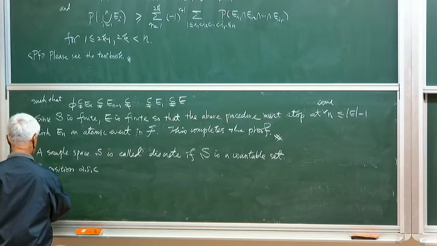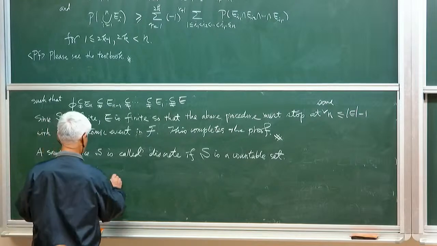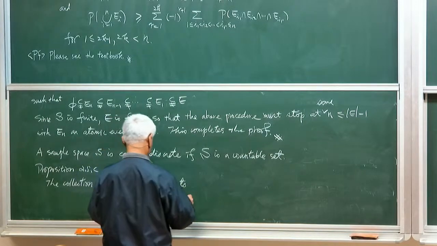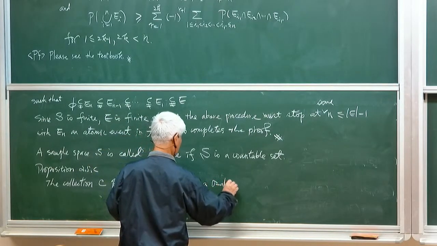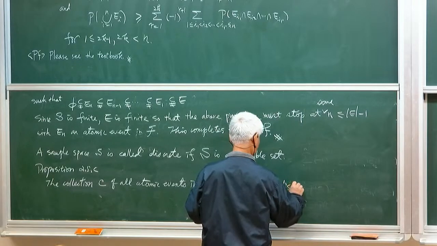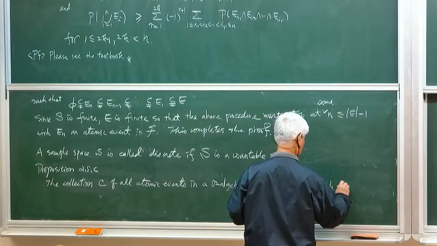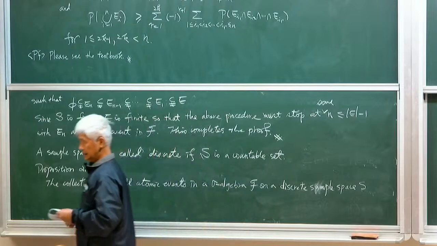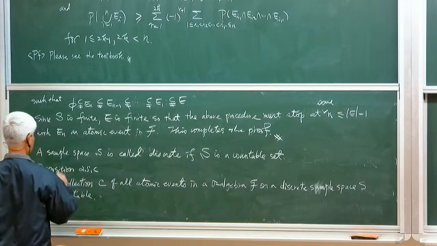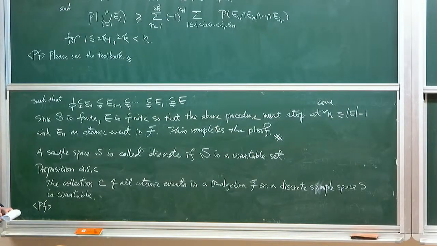The third proposition states that the collection, we name it C, of all atomic events in a sigma algebra F on a discrete sample space is countable.